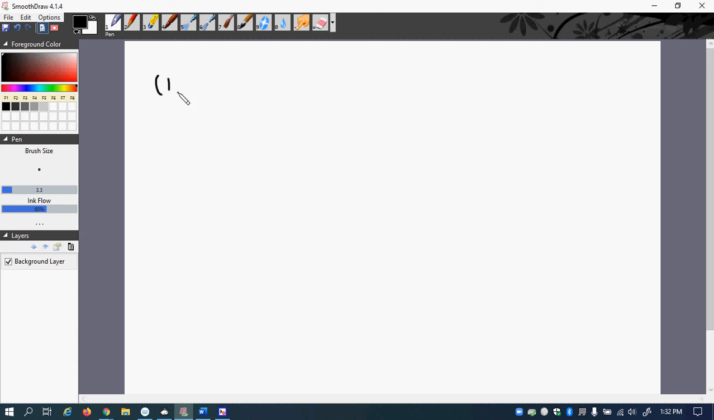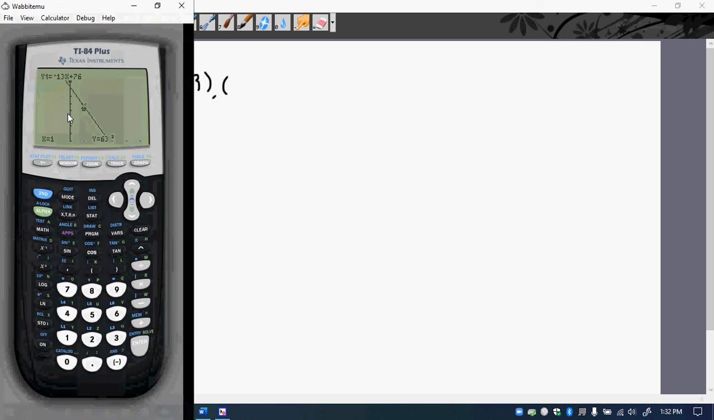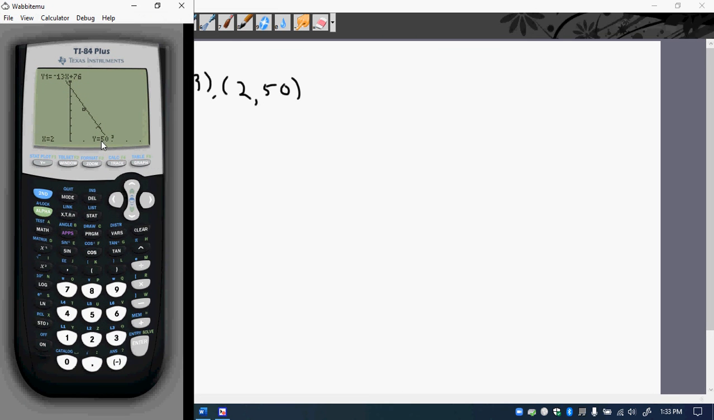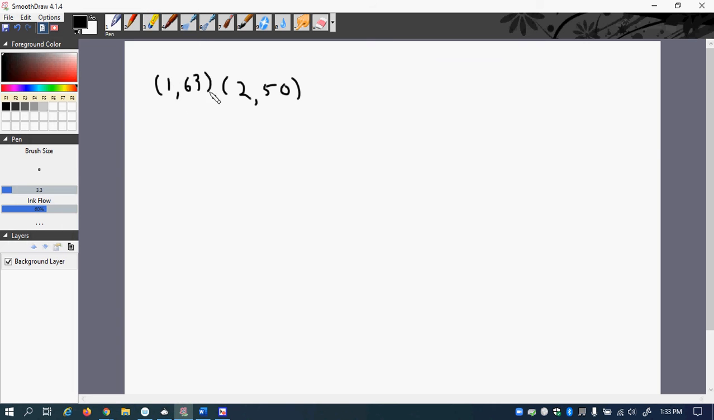So 1 comma 63, and then I'll pick 2. So I'll go to second calc and I'll type in a 2, and it'll tell me the y value is 50. So 2 comma 50. Okay, and so I can pick any points I want, just that I want to make sure that they're on the line. I can't pick the points that are just being slightly touched or not being used at all. Okay, so I have to pick new ones.